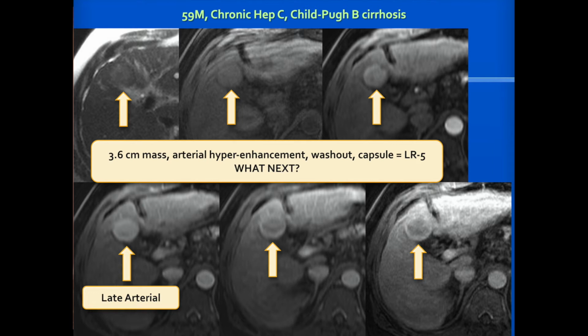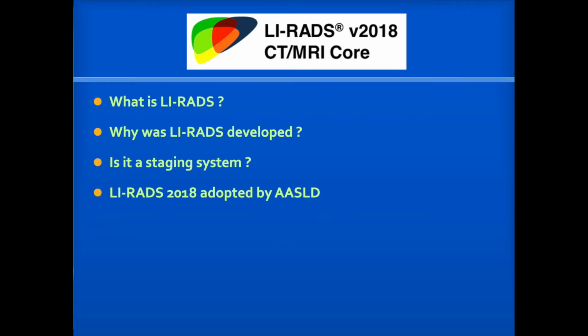Do you recommend a biopsy? Do you recommend treatment? What do you do? Well, the answer usually is that we treat this as an LR5 as diagnostic of HCC, and we proceed to make treatment decisions based on that diagnosis. And if you think about it, that's completely unlike the way we approach virtually any other cancer. Oncologists always want a tissue diagnosis before committing to a treatment regimen. Why is it different for HCC, and why do we have LI-RADS?